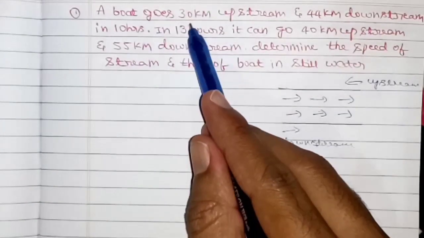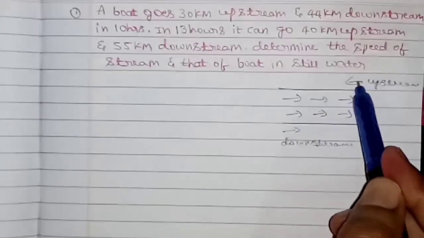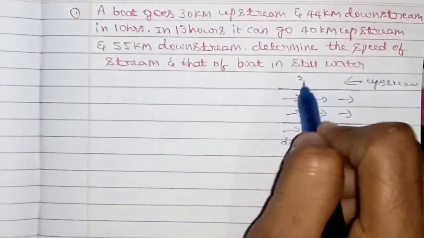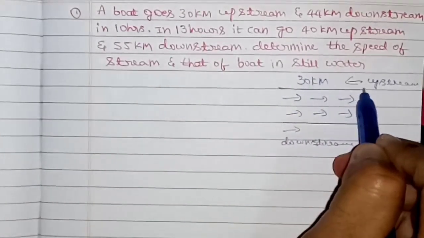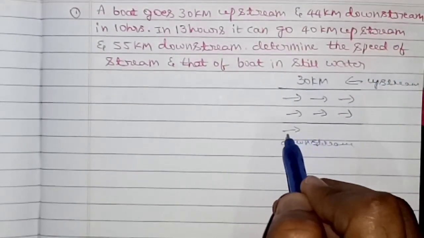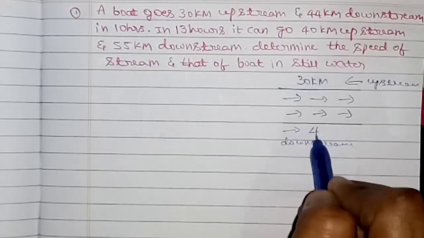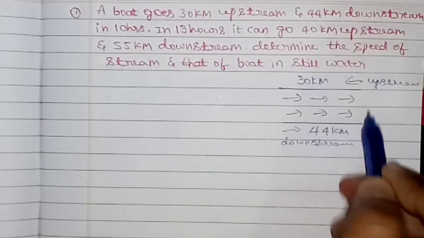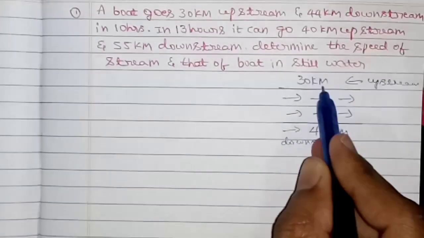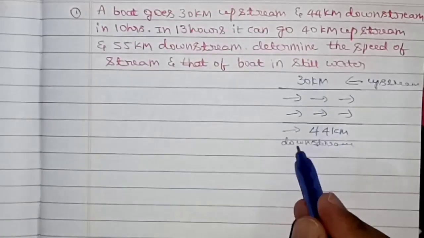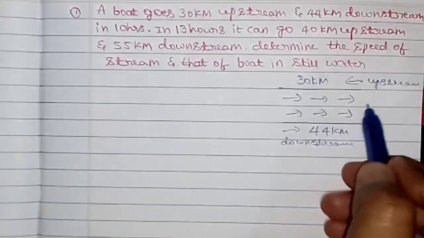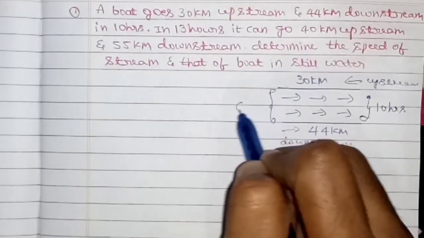Here a boat goes 30 km upstream. So the boat is moving from here to here, a distance of 30 kilometers, right children, for upstream, and also 44 km for downstream, from here to here. So this is for upstream, and this is for downstream. Upstream 30 kilometers, downstream 44 kilometers, and it takes 10 hours. And this is case number 1.